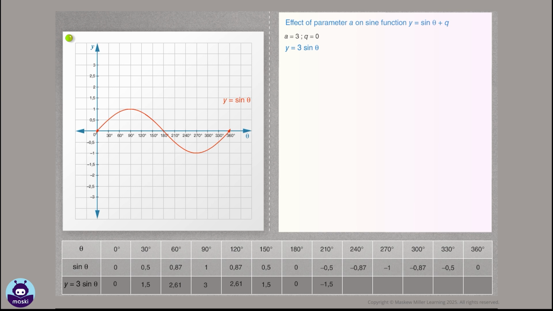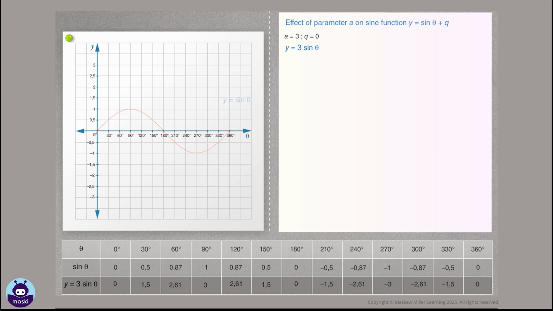Theta equals 240 degrees. Y equals 3 times negative 0.87 equals negative 2.61. Theta equals 270 degrees. Y equals 3 times negative 1 equals negative 3. Theta equals 300 degrees. Y equals 3 times negative 0.87 equals negative 2.61. Theta equals 330 degrees. Y equals 3 times negative 0.5 equals negative 1.5. Theta equals 360 degrees. Y equals 3 times 0 equals 0.